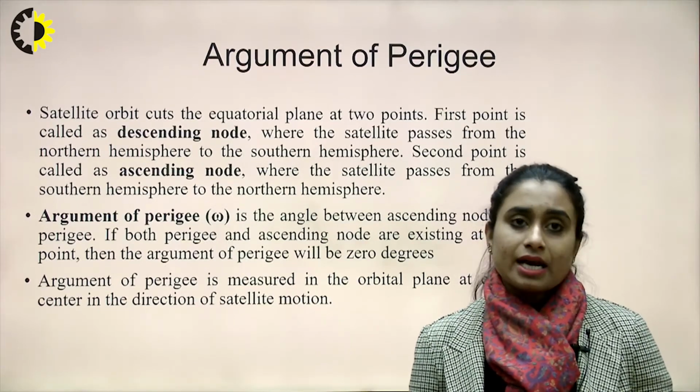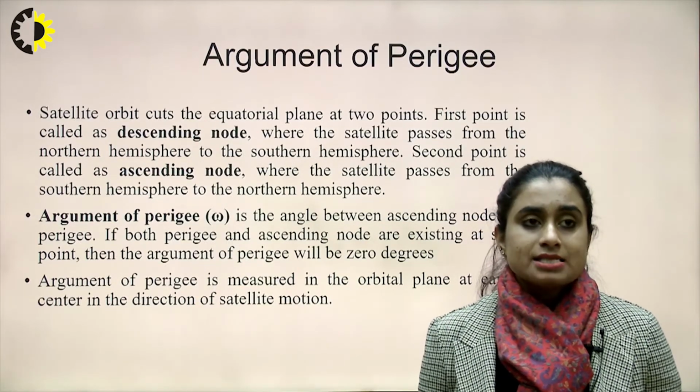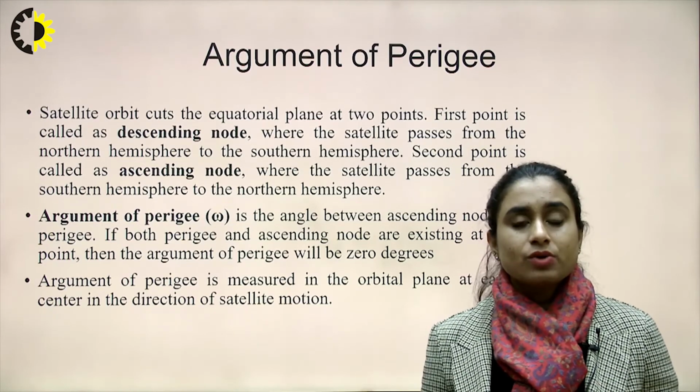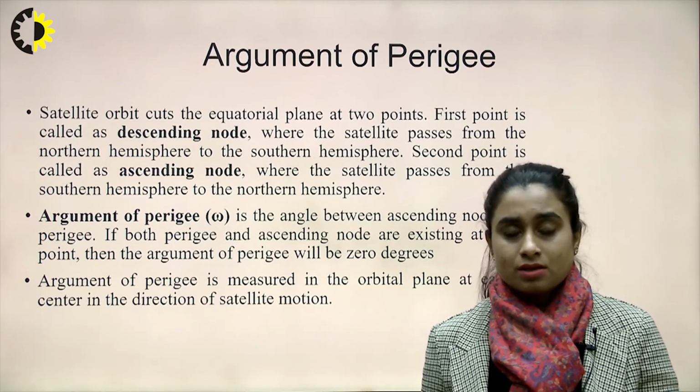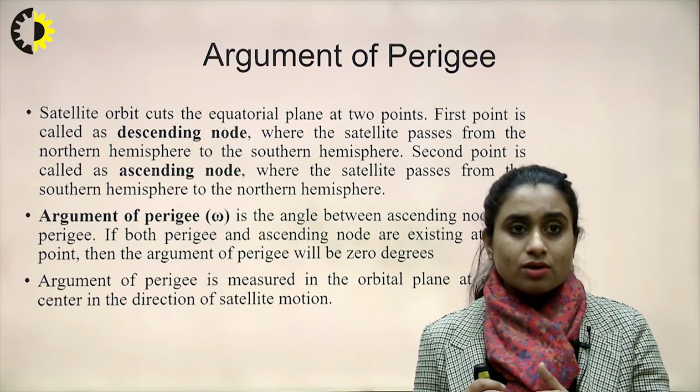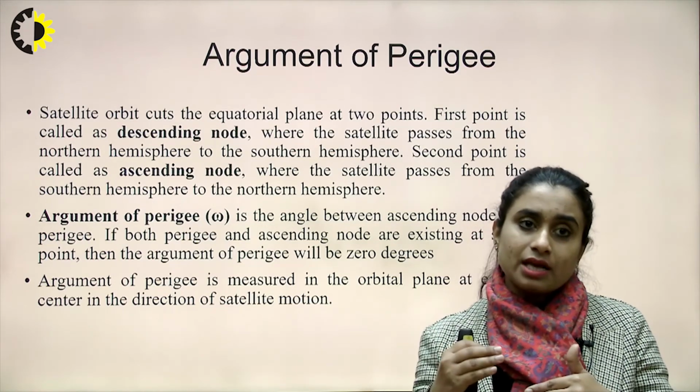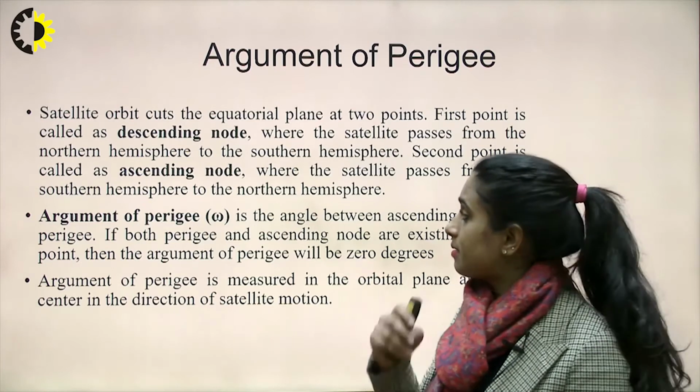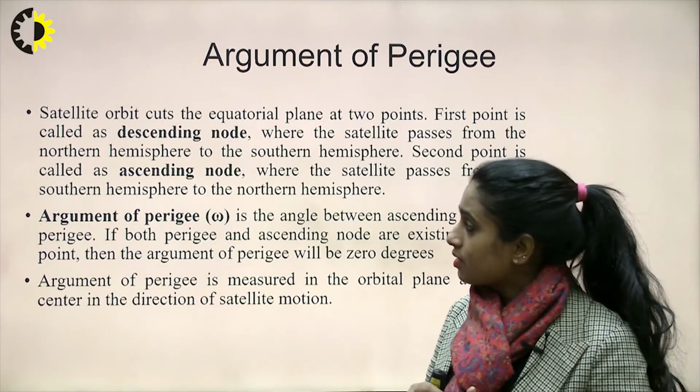Next, what is the argument of perigee? A satellite orbit cuts the equatorial plane at 2 points, right? The first point is called the descending node, where the satellite passes from the northern hemisphere to the southern hemisphere, right?